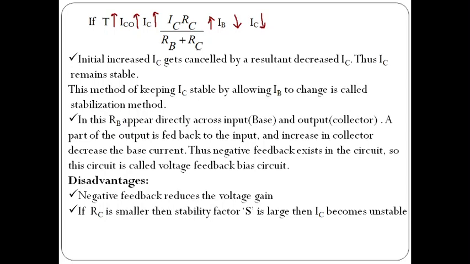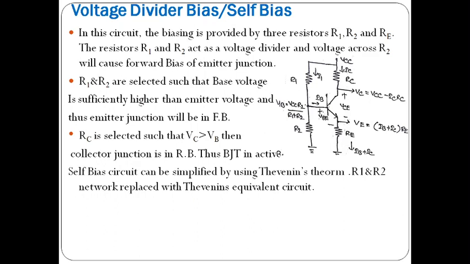So to rectify that, we will go to the next one, the voltage divider bias or self bias. Here I am not calculating S dash and S double dash. You can take it as homework. So you can observe the voltage divider or self bias circuit here.